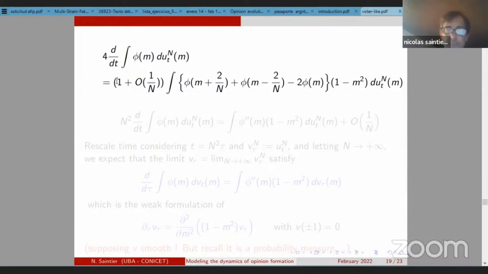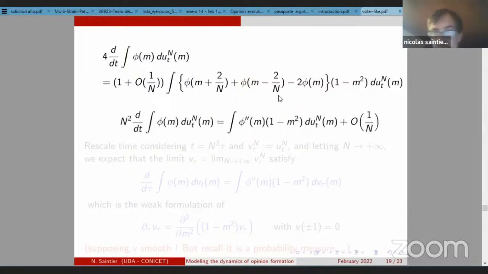Okay, so now, what do we get? Look, this is not bad. If you remember something of numerical analysis, this looks very much like a discretization of second derivative, right? And it's quite easy to see. Just make a Taylor expansion up to the second order here. We got phi of m plus phi of m, which cancels with this one. Then we got the derivative of phi times 2 over n plus the derivative of phi times minus 2 over n. They cancel out. We just arrive at the second order derivative.